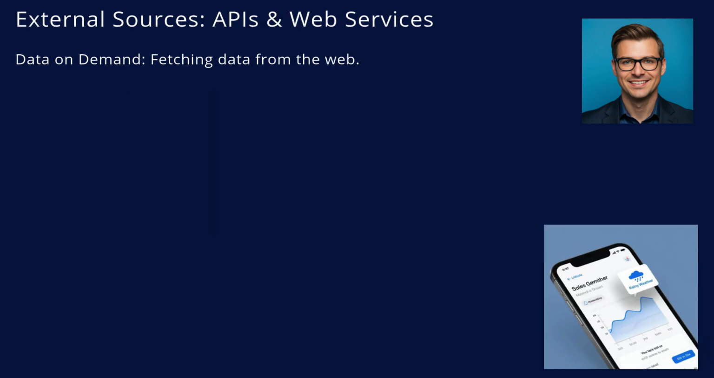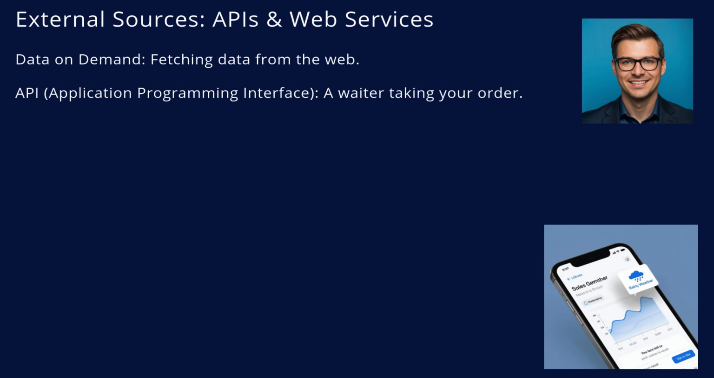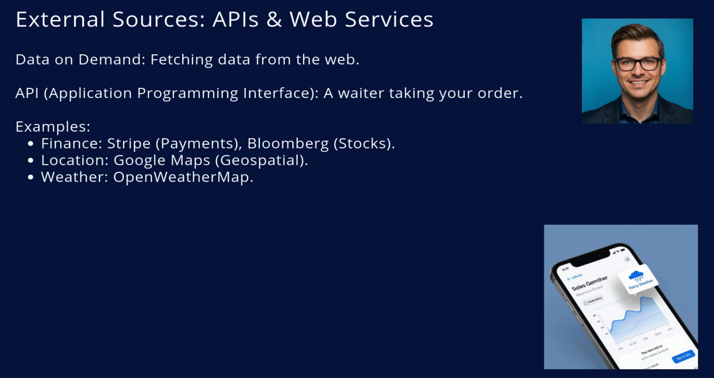Now for external sources. The most powerful tool here is the API, web service. Think of an API as a waiter. You ask the waiter, API, for specific data, and the kitchen, the server, delivers it. You can use APIs to get financial data from Stripe, location data from Google Maps, or weather data.